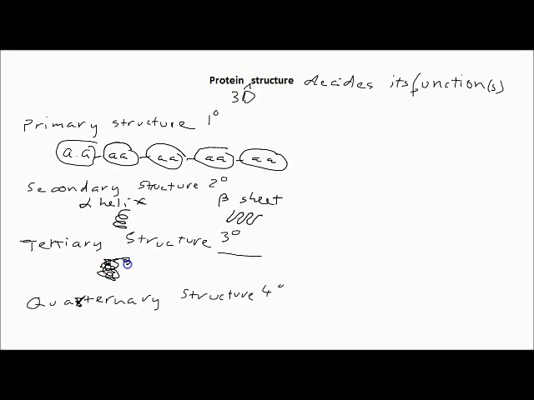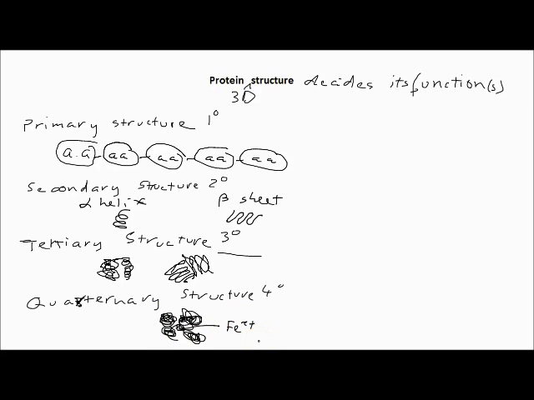Then tertiary structure is secondary structure all folded up, so it's that. So this is one protein with a bunch of alpha helices, and then you can have another protein with a bunch of beta sheets. And quaternary structure is a bunch of these tertiary structures stuck together. So you can have one subunit over here, another one over here, another one over here, another one over here. 4 of them. Maybe even a metal in the middle, for example.